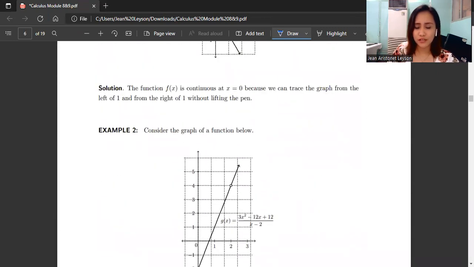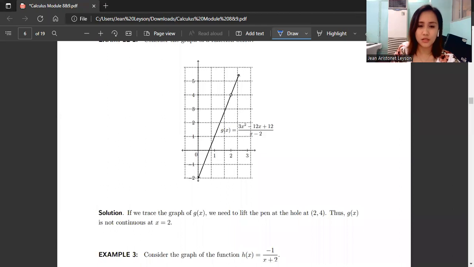So we have here another example. You see this point right here, that's not included. So at a certain point, x is equal to 2, the function is discontinuous at that certain point.